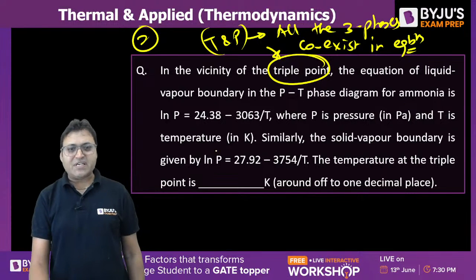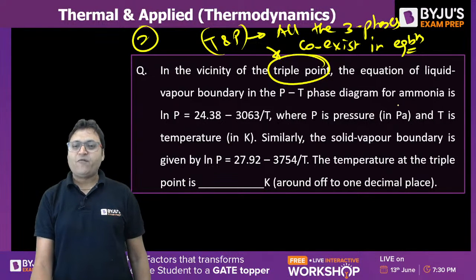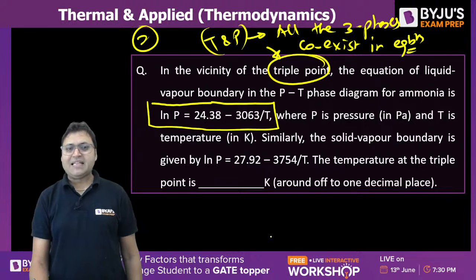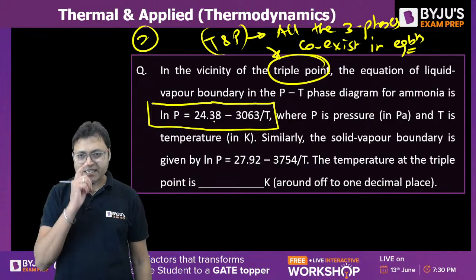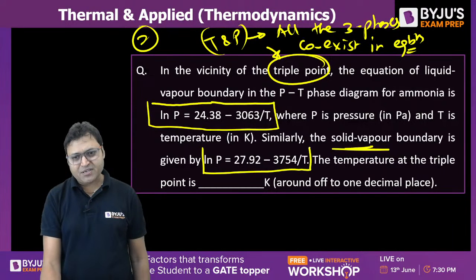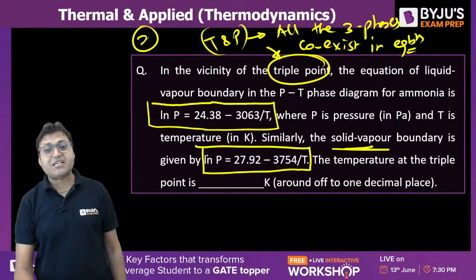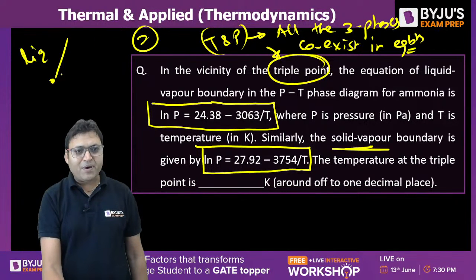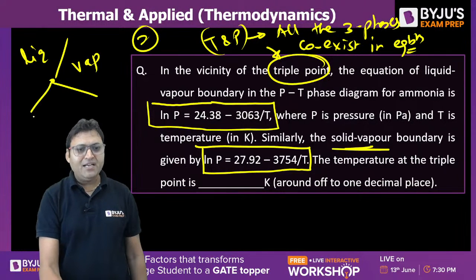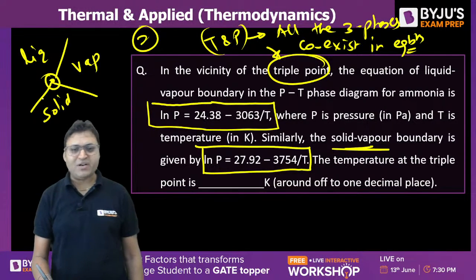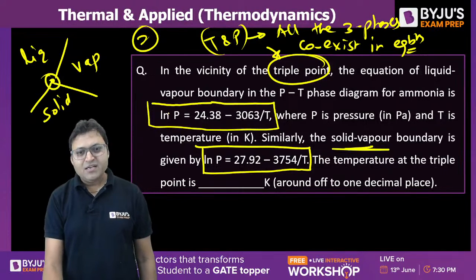So the equation of the liquid vapor boundary in the PT phase diagram for ammonia is given by this expression, and the solid vapor boundary is given by this expression. Now, because the temperature and pressure will be the same, it is a single point where liquid, vapor and solid coexist in thermodynamic equilibrium. That is called the triple point. So we can say P will be the same as this P.